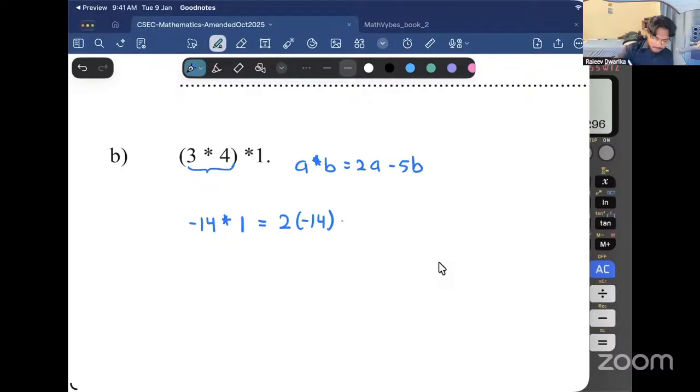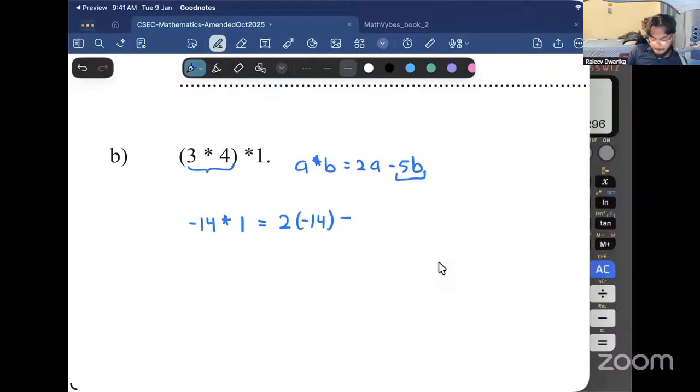Minus 1. Now take your time. Look at it. 2 by negative 14, right? So it's 2 by A. A is minus 14. Minus 5 by B. And B is 1. So tell me what I should write here after the minus sign.